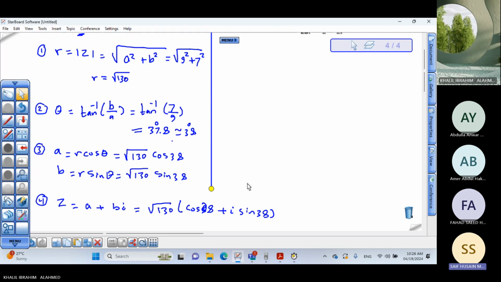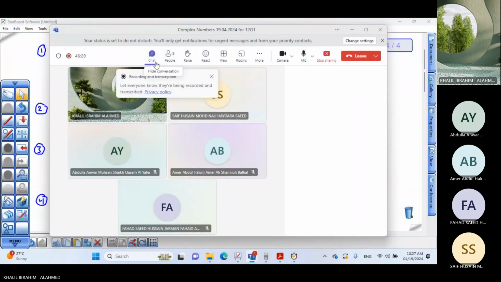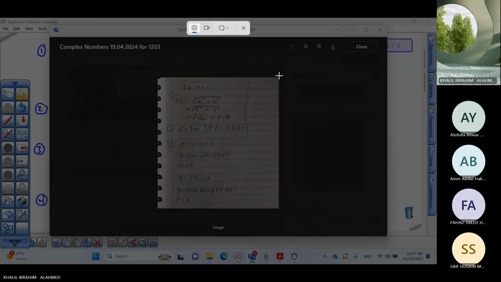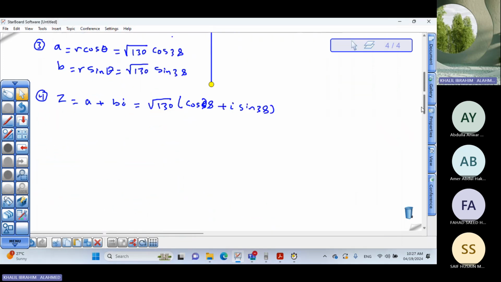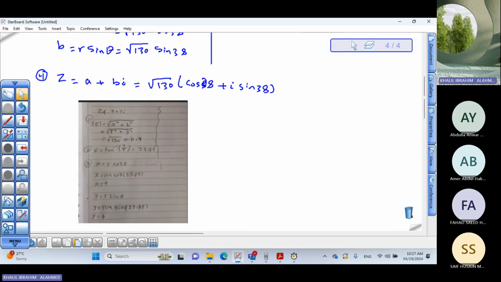Student: Professor, I sent my solution on the chat. Yes, let me show. Where is yours? Yes, Mr. Safe. Excellent. This is the solution of Mr. Safe. We can put it here. Yes, right. Excellent. Step 2, this is right.